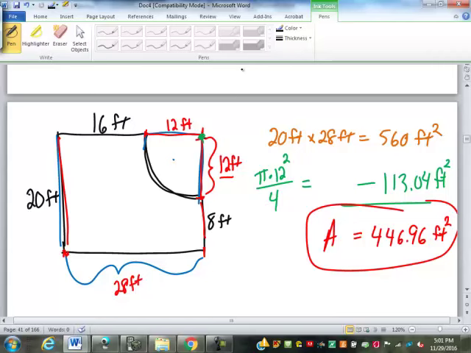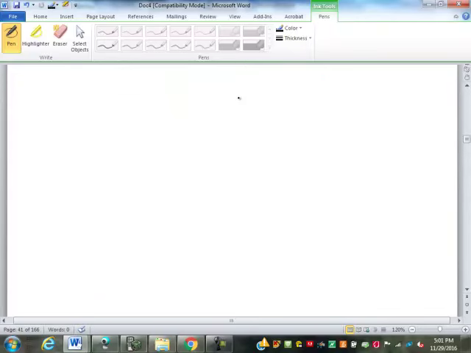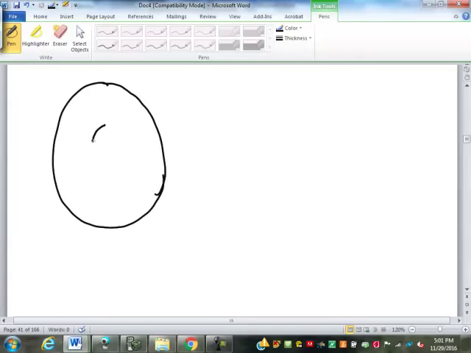What do you think? Any questions? Two more examples and then I'll let you guys go. This one always tends to stump people. It's a lot simpler than it looks at first.